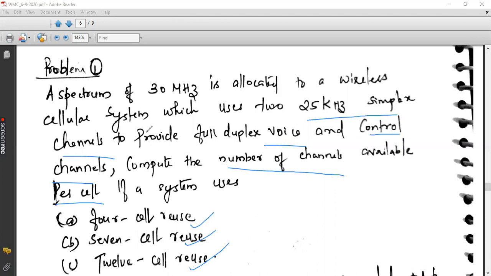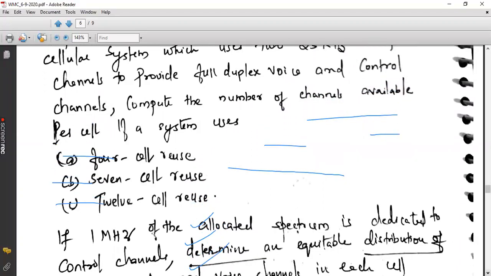What do you mean by 4-cell reuse? In one cluster you are having 4 cells. 7-cell reuse means in one cluster you are having 7 cells. 12-cell reuse means in one cluster you are having 12 cells. So we are going to find the number of channels allocated to each cell for the entire system.